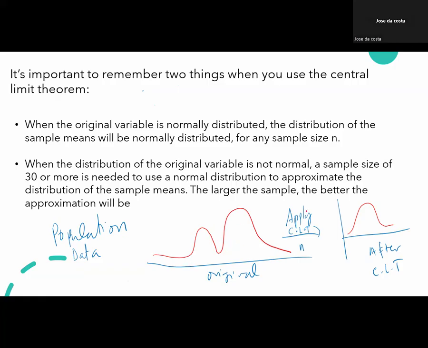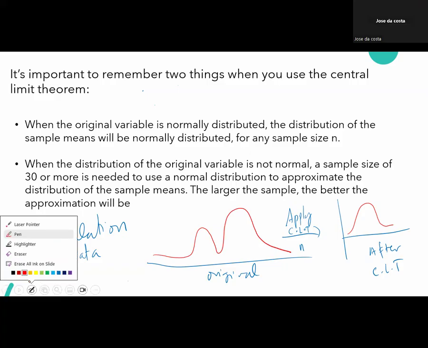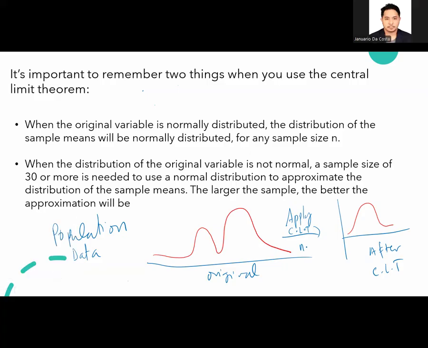But after you apply the central limit theorem, a sample size of 30 or more is needed to use a normal distribution. 30 or greater than 30. Then when you apply it and plot, this will get you a normal distribution. Understand? So that's what bullet point 1 and bullet point 2 mean.